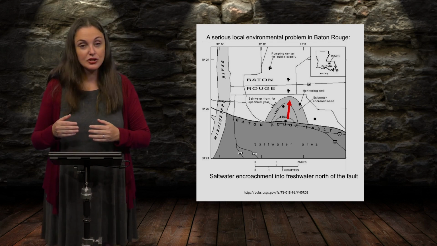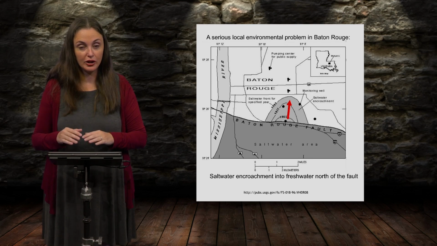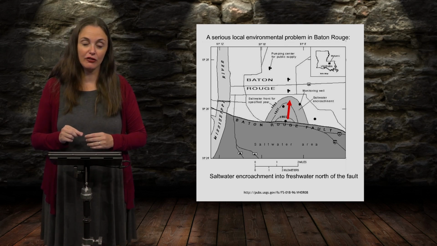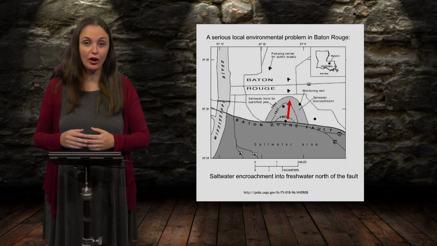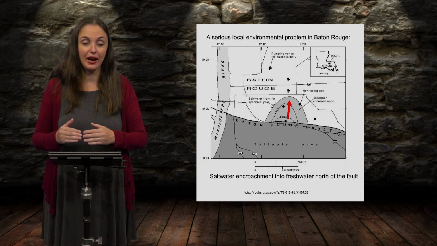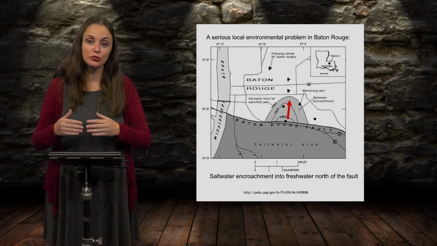So north of the Baton Rouge Fault, you have this deep, fresh water. But south of that fault, you only have a very thin layer of fresh water existing on top of salt water. And it's the fault itself that seems to act as this sort of semi-leaky barrier that's keeping all that salt water south of the fault and the fresh water north of the fault.